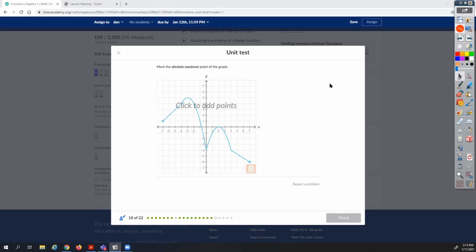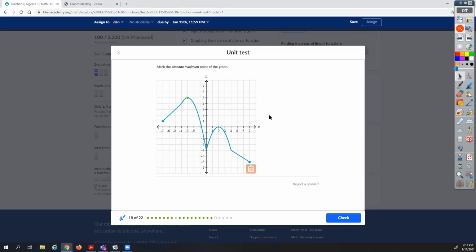It says, mark the absolute maximum of the point. You have what's called a maximum and you have what's called a minimum. The absolute maximum is the highest point of the graph. It's that one. It's 5. Where is it? -3. So there's a difference between relative maximum and absolute maximum. Relative means all the possible highest points. Absolute just means the highest point. It's -3 and 5.